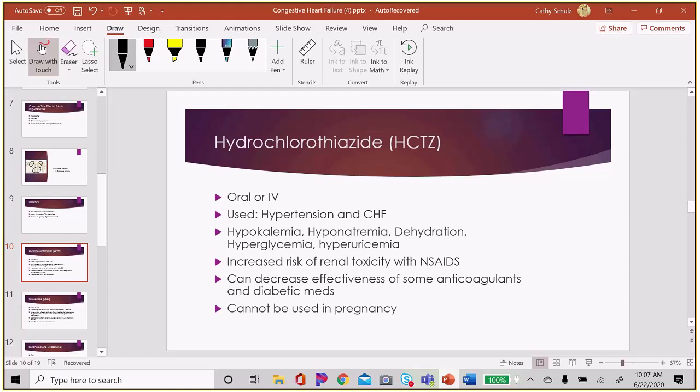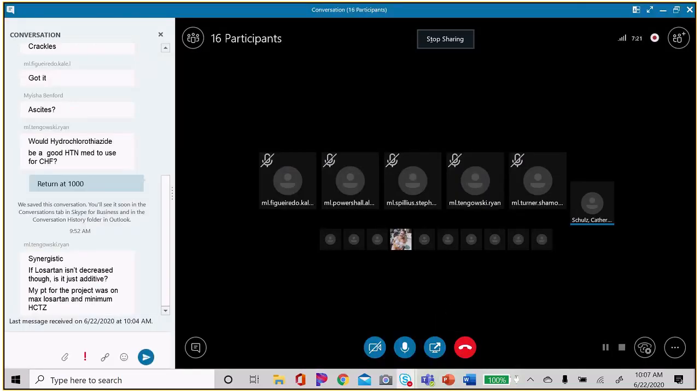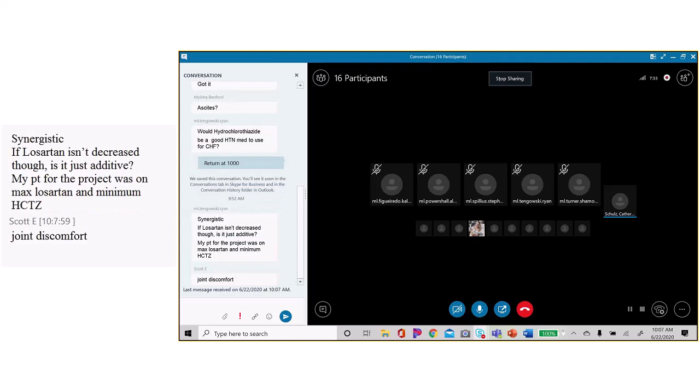which is hyperuricemia. If someone had an elevated uric acid, what kind of symptoms might they describe? You can talk too. Right. So Scott says joint discomfort.